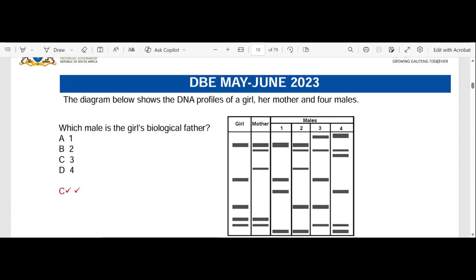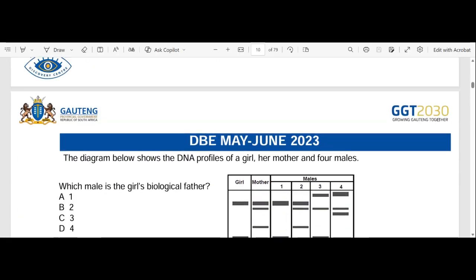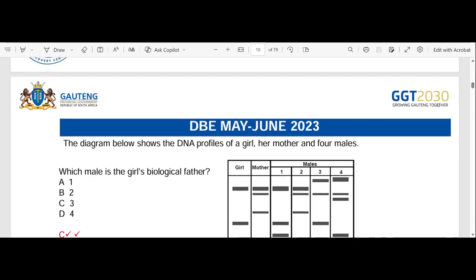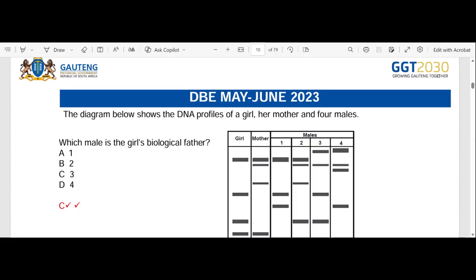Let's continue. Now I want us to focus on this question. The diagram below shows the DNA profiles of a girl, her mother, and 4 males. Which is the girl's biological father? Already they gave us answers, so it will be kind of difficult to answer this question without seeing the answer. Here the answer they're saying is C. I'll just tell you how they found the answer.